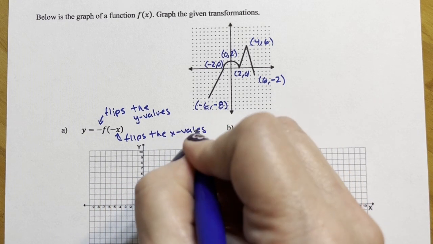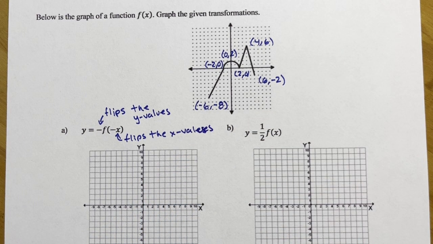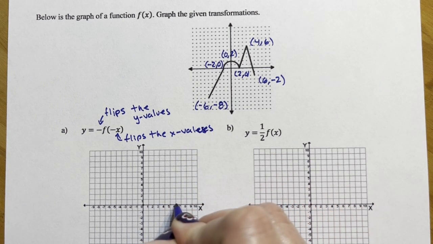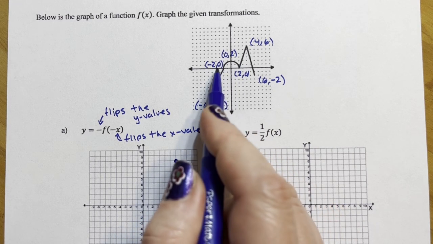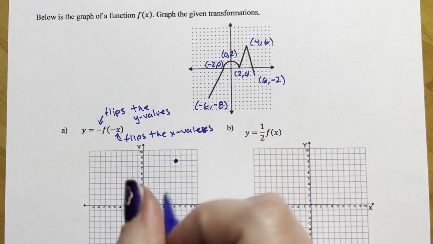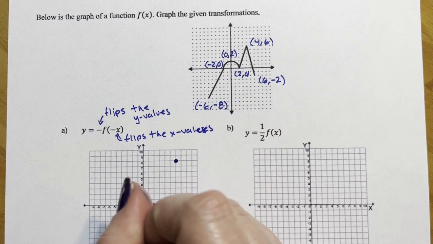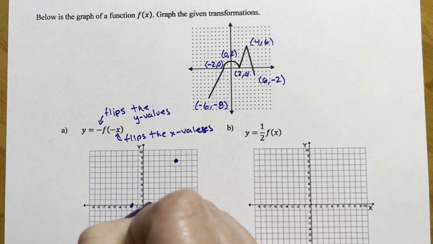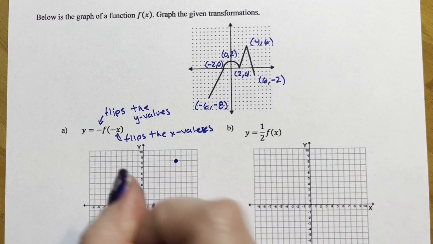What's going to end up happening is the graph will flip over both the x and y axes. So -6, -8 becomes +6, +8. 1, 2, 3, 4, 5, 6, 7, 8. -2, 0 becomes 2, 0. 0, 2 becomes 0, -2. 2, 0 becomes -2, 0. 4, 6 becomes -4, -6. And 6, -2 becomes -6, +2.